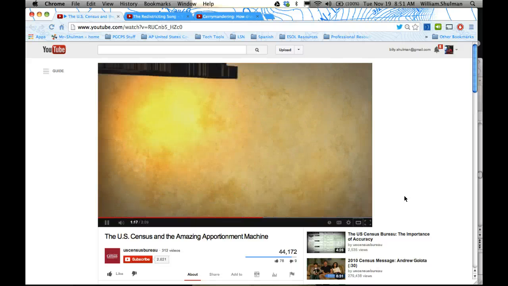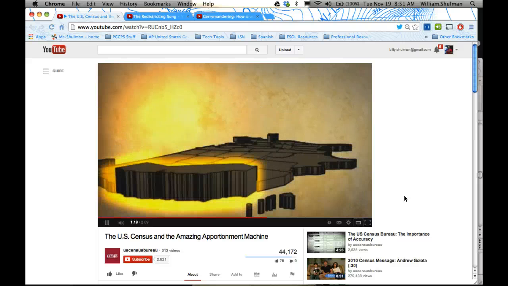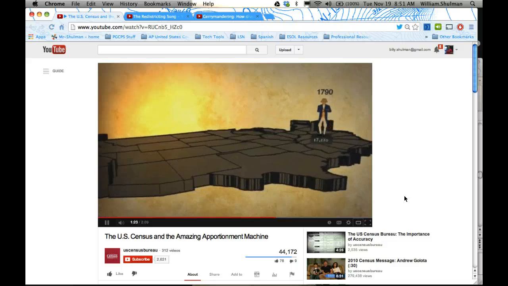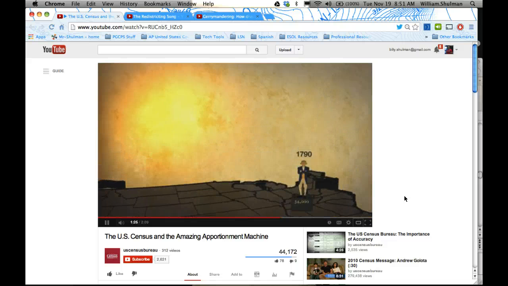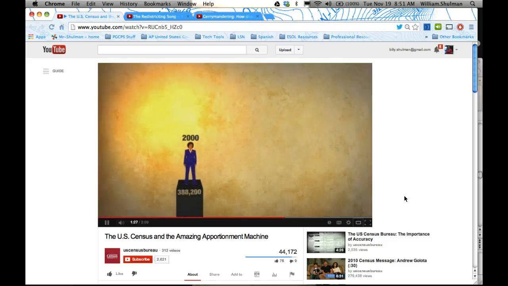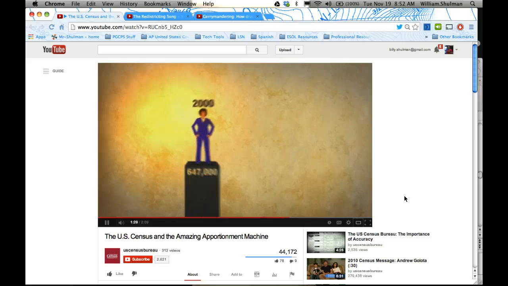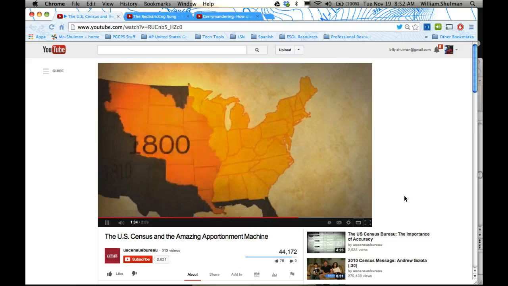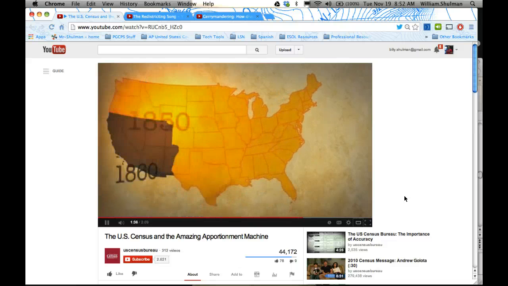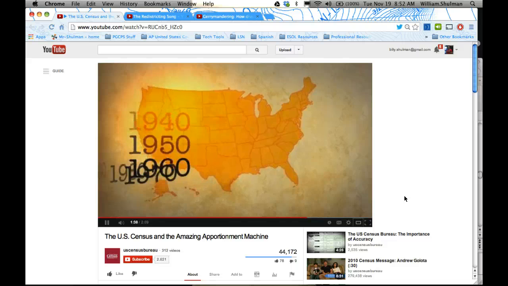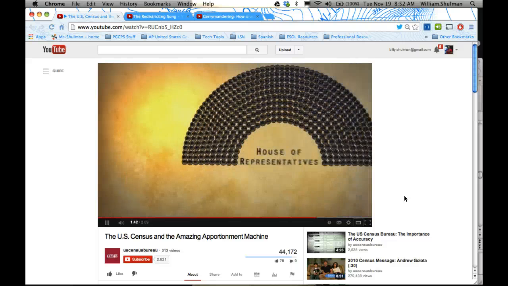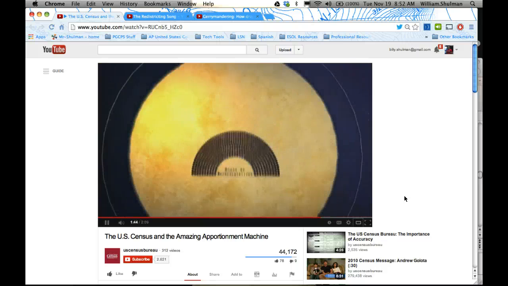This process ensures that each congressional district from Maryland to California has roughly the same number of people. In 1790, each House member represented only about 34,000 people. In 2000, each member represented on average 647,000 people. Since the first census, the decennial count has been the basis for our representative form of government. And as our country grows, the apportionment process ensures equal representation for all, just like the Founding Fathers planned.